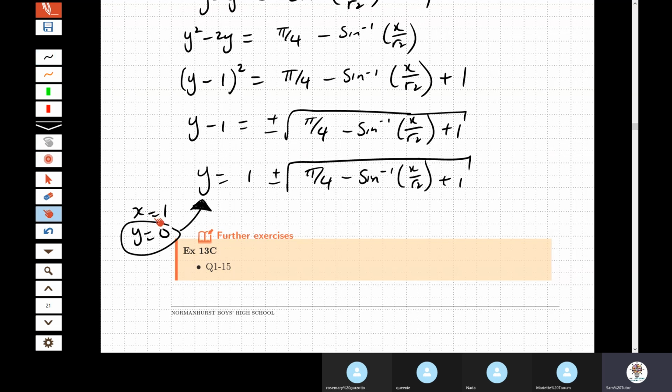Hold on. Maybe I should have reworded that. If y is going to be 0, is that going to occur through 1 plus a positive number or 1 minus a positive number? 1 minus. So therefore, it's going to be the negative case. Therefore, y equals 1 minus the root of pi over 4 minus inverse sine of x over root 2, plus 1. But you could have subbed in x equals 1, and then you would have got the negative case. That would have worked on the positive case.